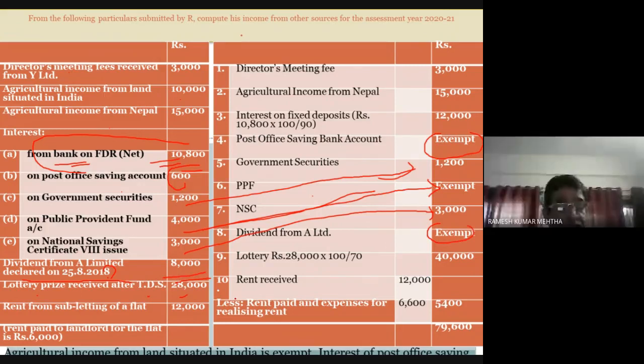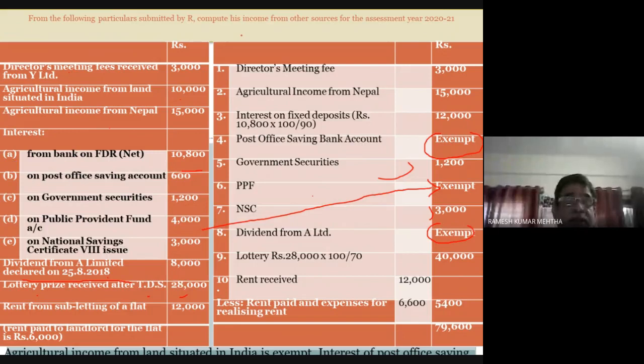Next one is lottery income. Let's talk about lottery income. Now, the same way what we did for interest on fixed deposits from bank, the similar way we have to calculate.